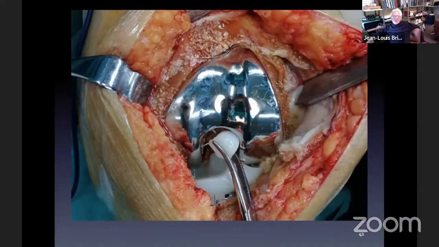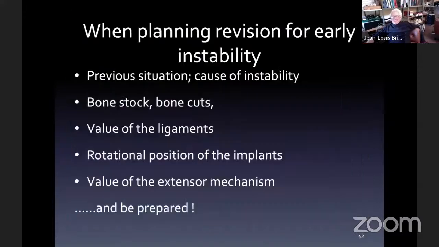So I think when you plan a revision for instability, you must know precisely the previous situation, the cause of instability, and then go through the bone stock, the bone cuts, the value of the ligaments, the rotation and position of the implant, the value of the extensor mechanism, and be prepared. Thank you.